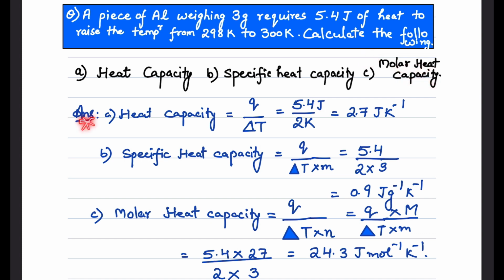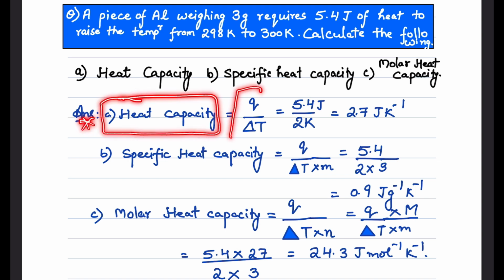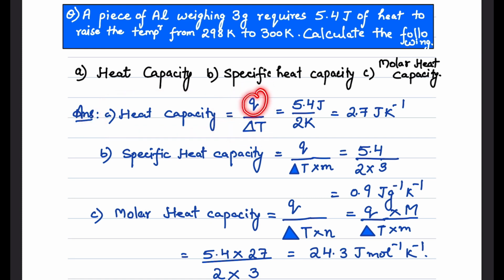Now let us start with the calculation of heat capacity. We know that heat capacity is equal to Q by delta T. So Q in this numerical, that is heat absorbed, is given as 5.4 joule, while delta T, that is change in temperature, will be equal to 300 minus 298, that is 2 Kelvin. So it is 5.4 divided by 2, this is equal to 2.7 joule per Kelvin. That is the value of heat capacity.